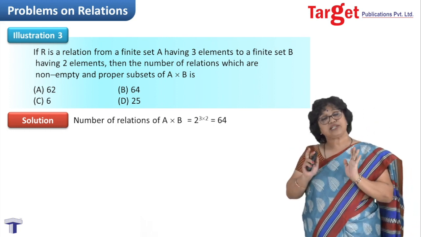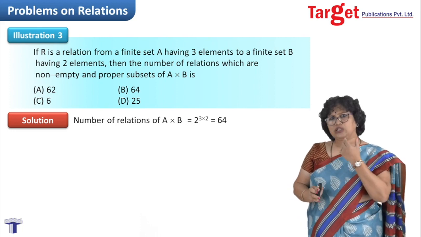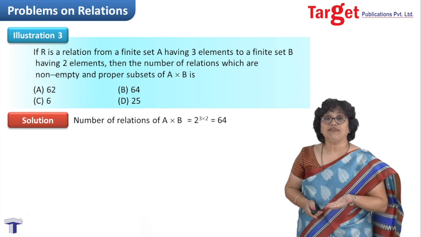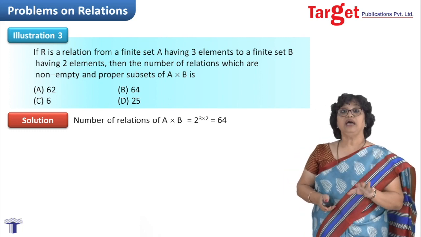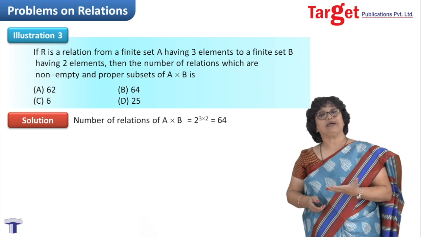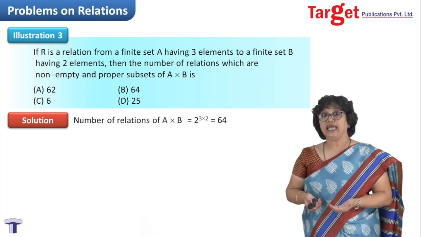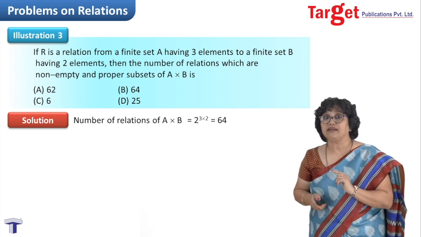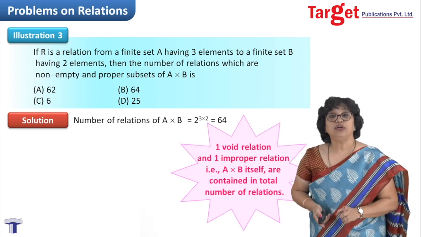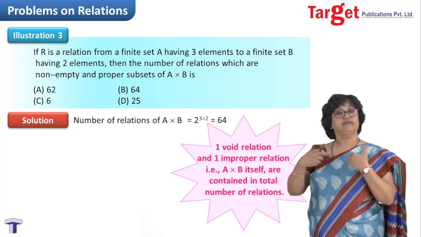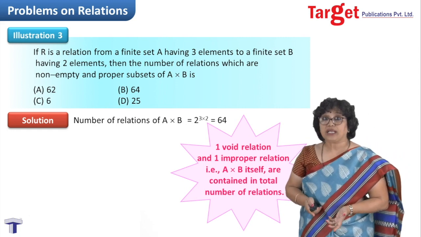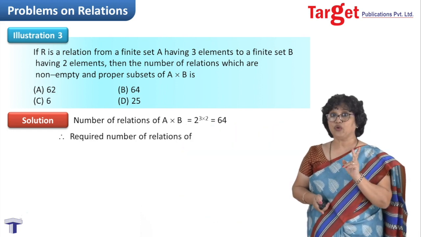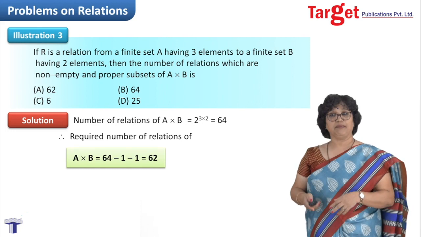So number of relations I have found, but question also has something extra in it. Question says that we want the non-empty one, means void relation is not allowed. And also it says the proper subsets. When I say proper subsets, A cross B is a set of itself and it doesn't come under proper subset. So realize that we will have to remove the void set and the set itself A cross B. So total number of the relations, the required relations would be, we will have to subtract 2 from 64 and it gives me nothing but 62.